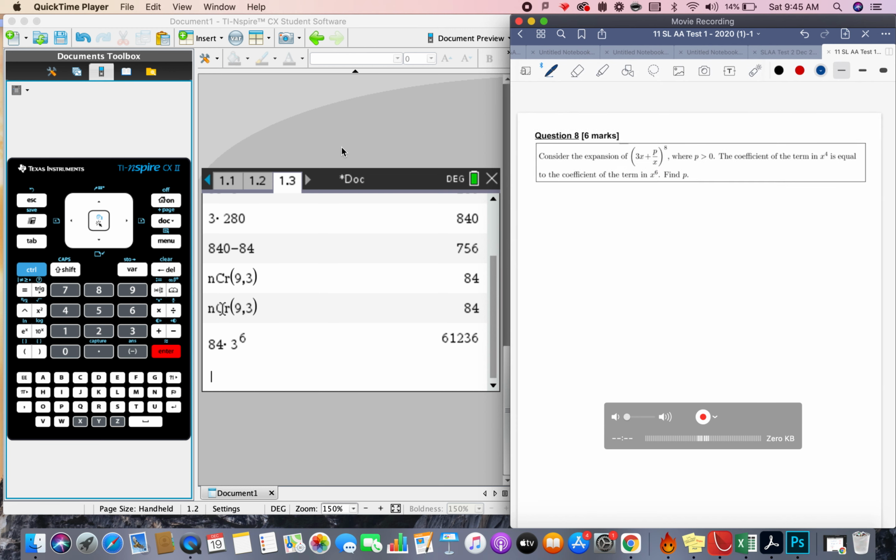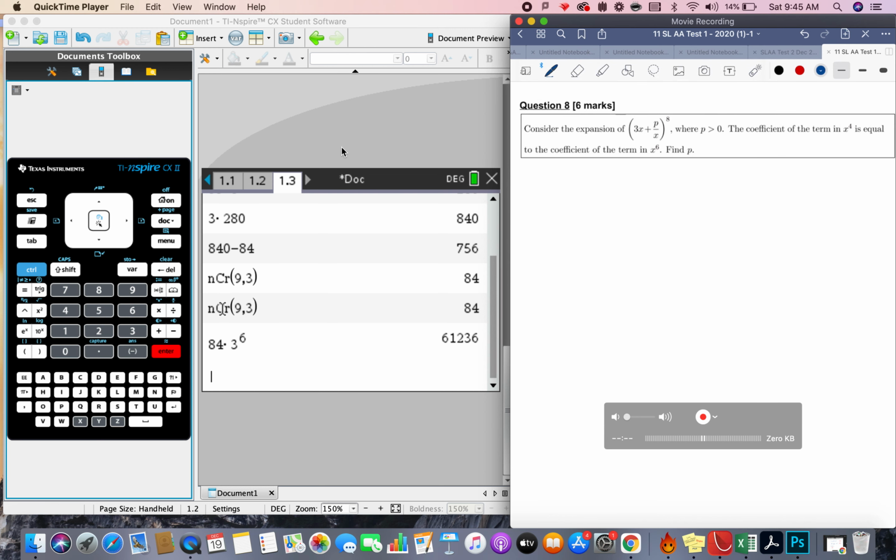Question 8 here, this is another binomial, and there's an expansion here, there's an unknown p in there. The coefficient of the term in x to the 4 is equal to the coefficient of the term in x to the 6. I'm going to keep going with the technique which is not the formula technique, which is the common sense technique. Those who haven't seen it before.